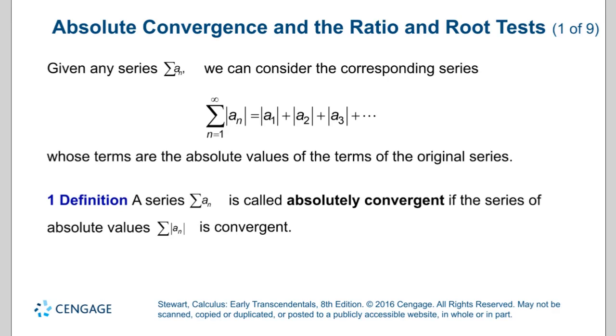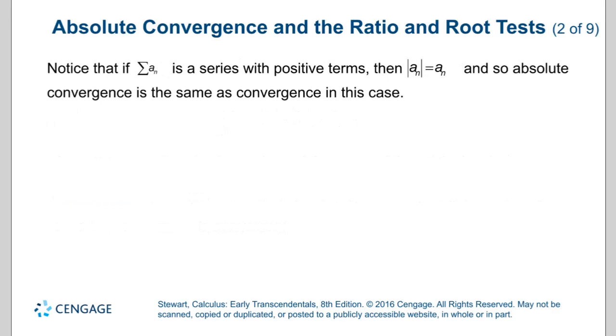So the definition of absolute convergence says, a series is absolutely convergent if the series of absolute values is convergent. So if I look at the series as all positive values and that is convergent, then the original series is absolutely convergent. As long as the series is all positive values to begin with, it's automatically absolutely convergent. So this only comes into play when we have series that have positive and negative values in there.